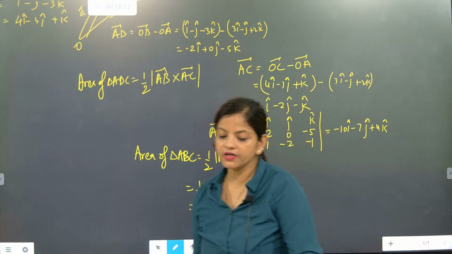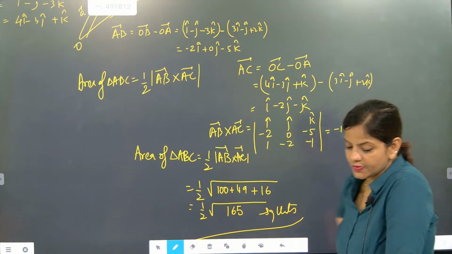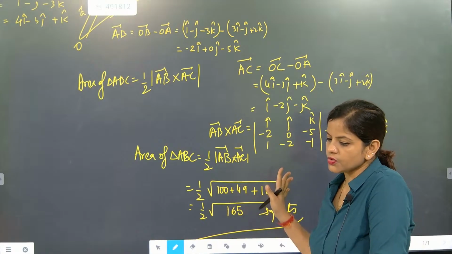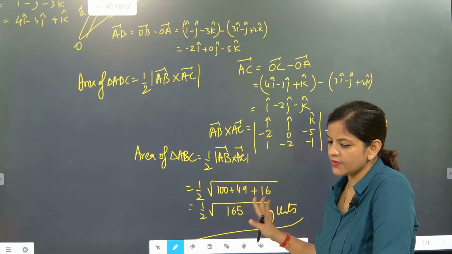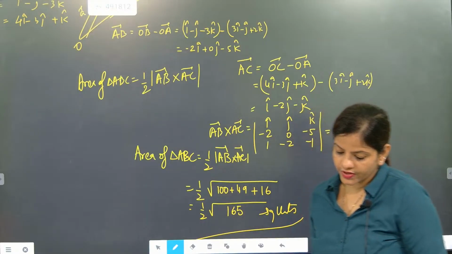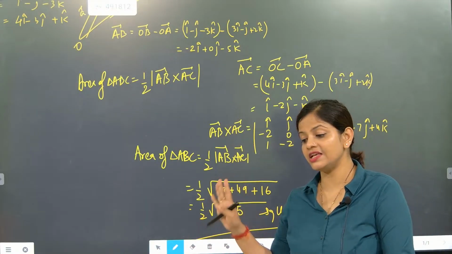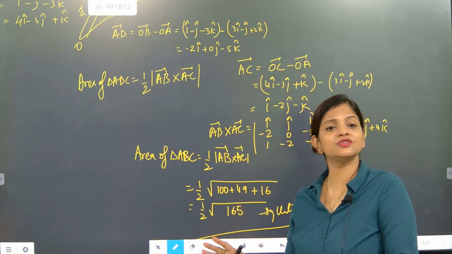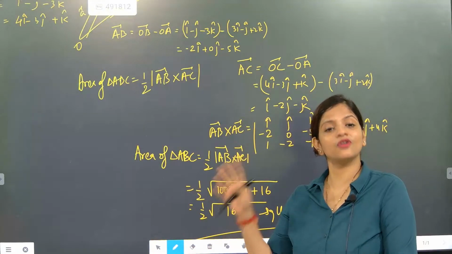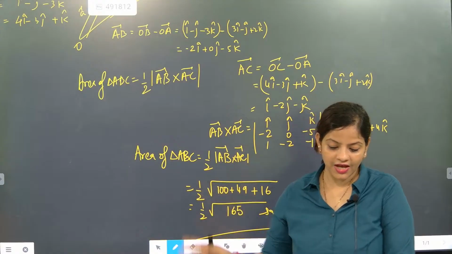I hope you might have understood. So this is exactly root under 165 by 2. This is one way to solve this question. Come on, we'll go for the next question. Get ready for it. Like this one, area finding means the easiest way, the easiest way is cross product. AB cross AC, modulus of half AB cross AC, and you will be getting the area.